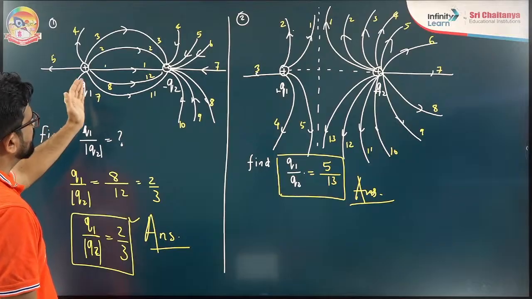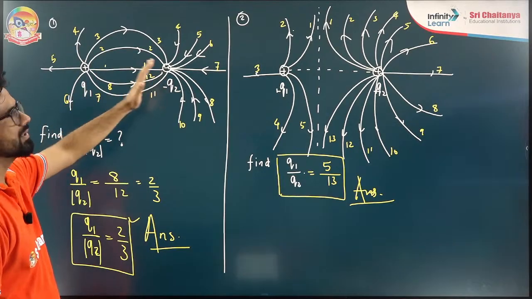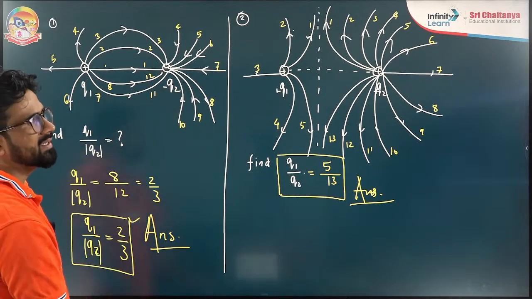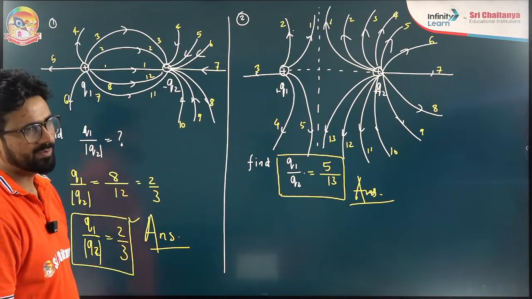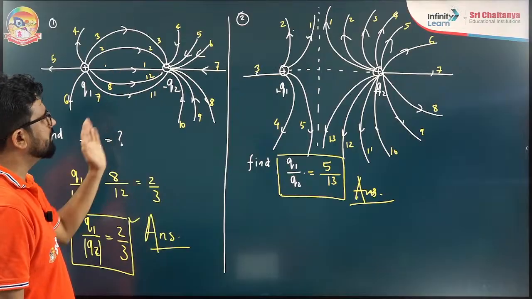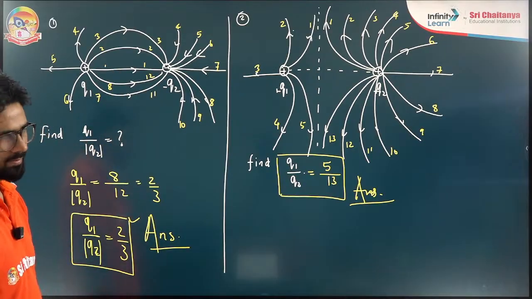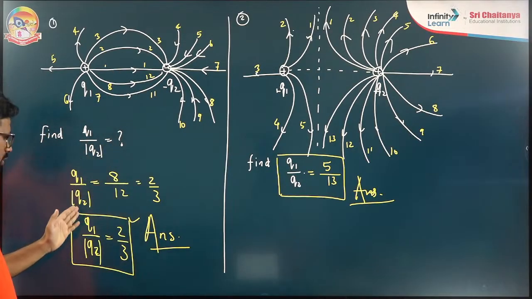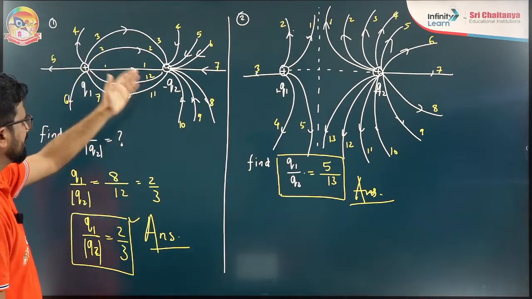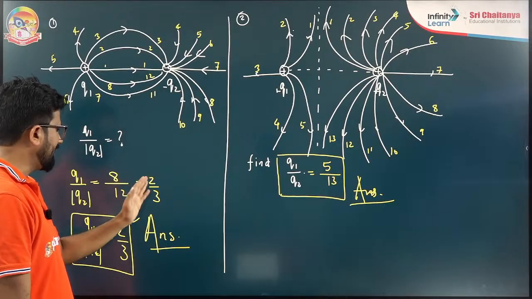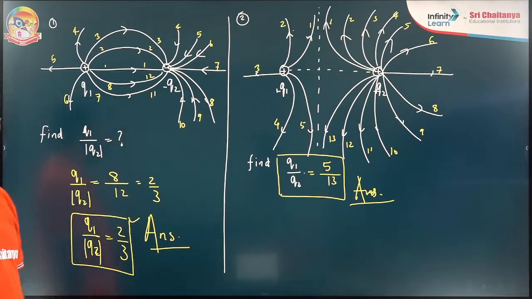Just like this is Q1, this is Q2. Using Q1 and Q2, you can check and tell the ratio of Q1 by Q2 in magnitude. We have to see the magnitude there. So Q1 by Q2 magnitude is 8 by 12. The number of field lines here is 8, and here it is 12. So 8 by 12 means a 2:3 ratio.